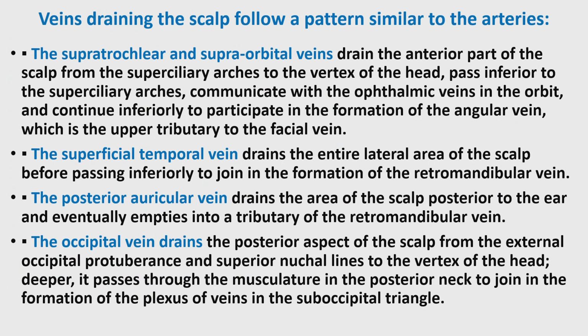About the scalp, you had a lecture on the blood supply, and this is just a recapitulation of the blood supply and venous drainage of the scalp in the neurocranial region. The supratrochlear, supraorbital, superficial temporal, posterior auricular, and occipital veins are the veins participating in the venous drainage of the scalp.